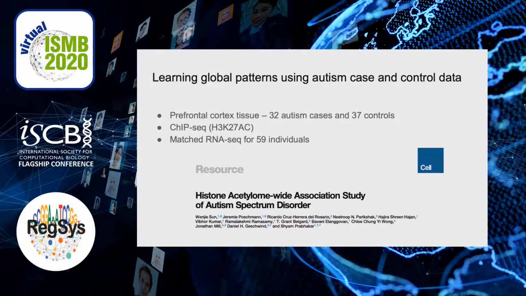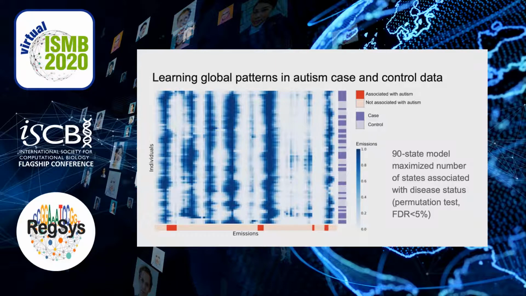In order to demonstrate that this framework is useful for samples from primary tissues, and to see whether global patterns are associated with autism disease status, we applied this framework to a dataset of autism cases and controls in the prefrontal cortex tissue. We trained models with numbers of hidden states ranging from 5 to 100. We selected the 90-state model, which maximized the number of states associated with disease status after correcting for multiple testing of states and models.